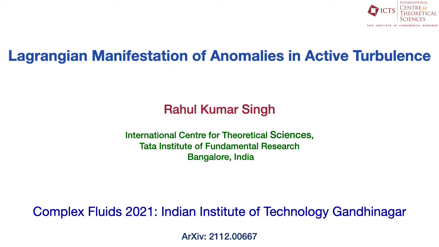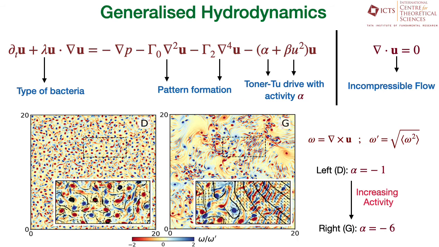I'm going to talk about Lagrangian manifestation of anomalies in active turbulence, and also refer you to Siddharth Mukherjee's poster presentation in this session, which really forms the basis of this work that I'm going to talk about. Active flows such as bacterial suspensions display pattern formation and chaotic dynamical states, which resemble inertial turbulence.